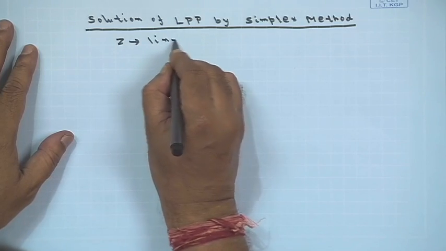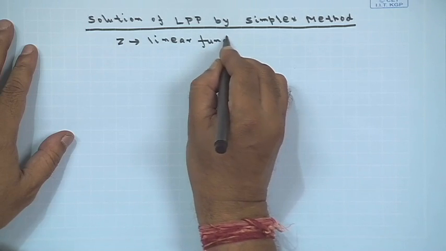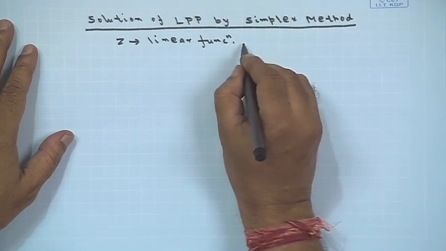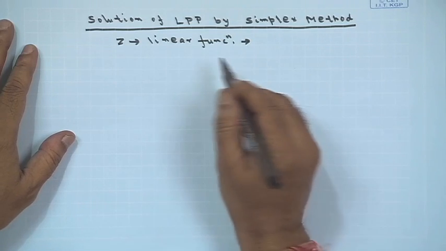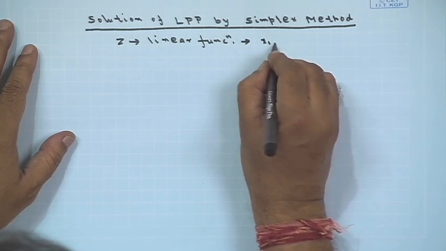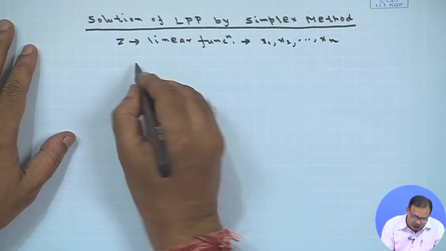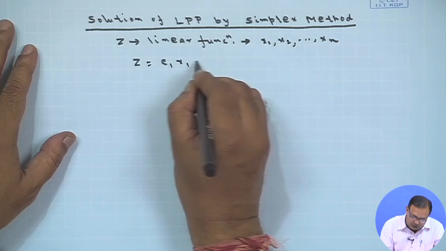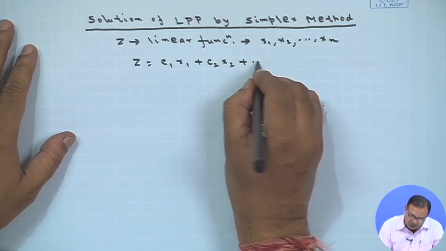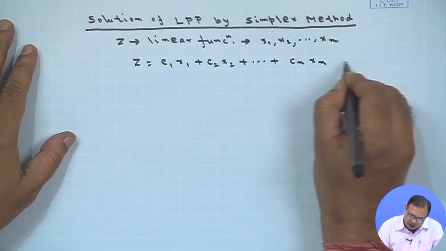Now, in this particular class, we will start the simplex method, that is, solution of linear programming problem by the simplex method. Let us see, we are having z, which is a linear function, because as you know in an LPP, the objective function as well as the constraints are linear. It is a linear function of n variables, say x1, x2 and xn. We are writing z equals c1 x1 plus c2 x2 and so on, plus cn xn.